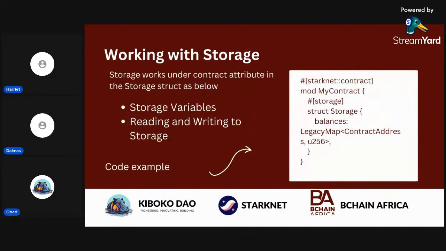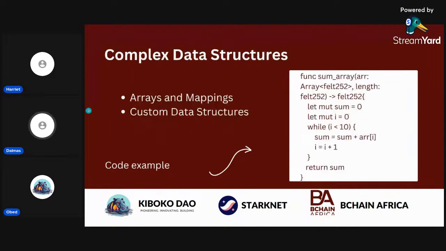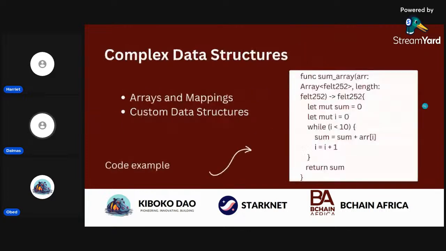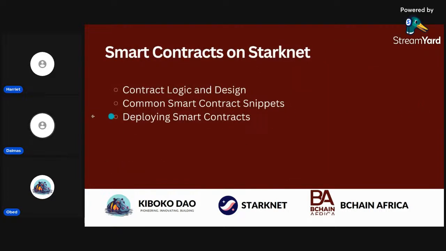Yeah, so I'll just walk forward a bit. Variables. Working with the storage. This is another one: arrays and mappings. We have done arrays and mappings. We can call them, for now, felt252 dicts. But there's another mapping that we'll cover when we start working on our smart contract. So yeah, we have done the complex data structures and all those.